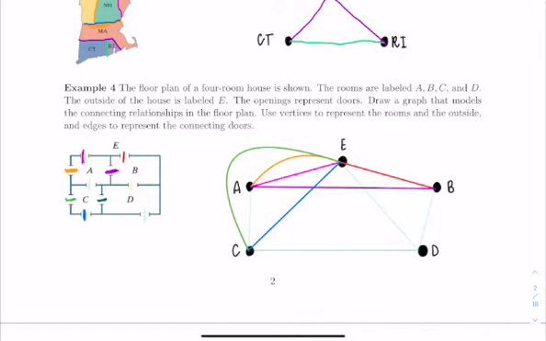We have a doorway between C and D. We have a doorway between B and D. We have a doorway between A and C. And we have a doorway between D and E. Again, your graph might not look exactly like mine does, but this ends up giving you an idea of what rooms are connected and what rooms are not.